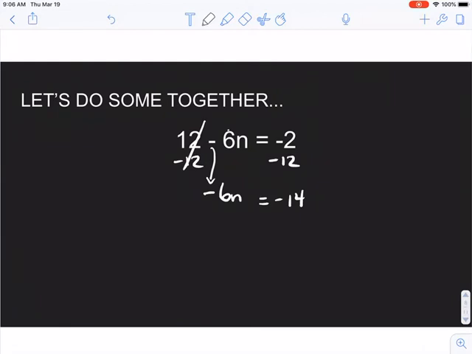Now, to get rid of negative 6, you have to divide by negative 6. Okay? So then you're left with n is equal to negative 14 over negative 6. Well, negative divided by negative, that's going to leave us with a positive answer. So we can get rid of the negative signs. And if we reduce this, you're going to have 7 over 3 as our answer.